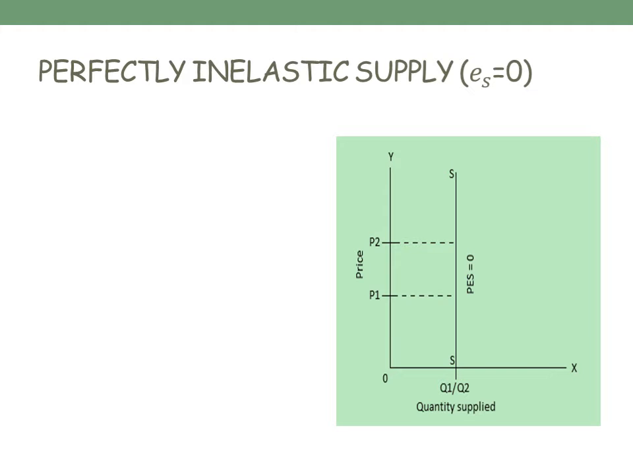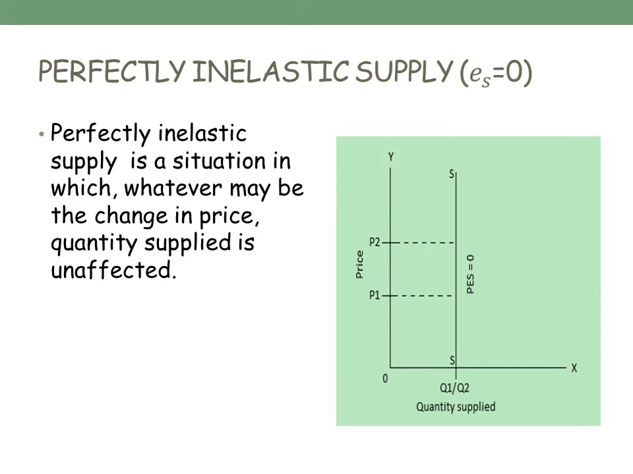The second one is perfectly inelastic supply. What is perfectly inelastic supply? Under perfectly inelastic supply, whatever may be the change in price, the quantity supplied is unaffected. It does not affect. That type of elasticity is called a perfectly inelastic supply. The price may change, but there is no change in the quantity supplied.